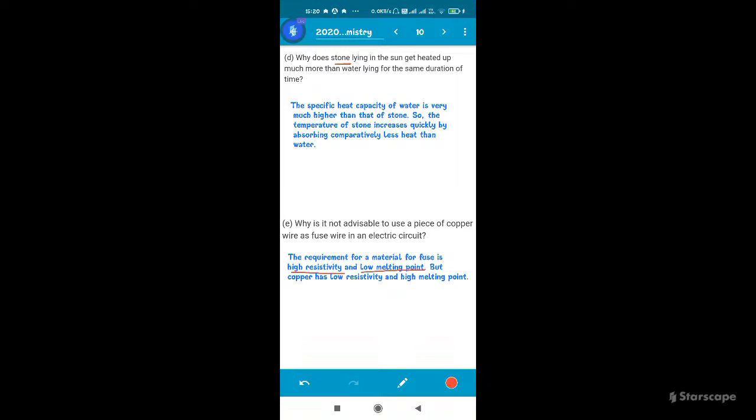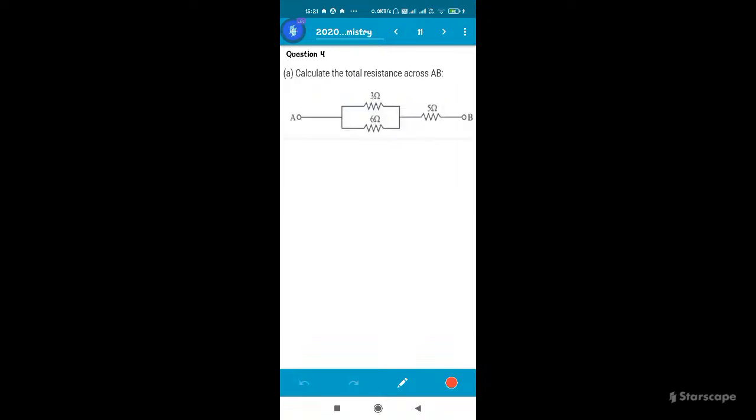Rather we use an alloy of tin and lead, which is known as solder. You have studied about this in chemistry also in the chapter metallurgy. So we are going to use that as the fuse wire. I hope it is clear to you. Very easy questions, right? Very direct questions. If you have studied the book nicely, then you can very easily get full marks in your physics exam. Okay, let's move on to the next question.